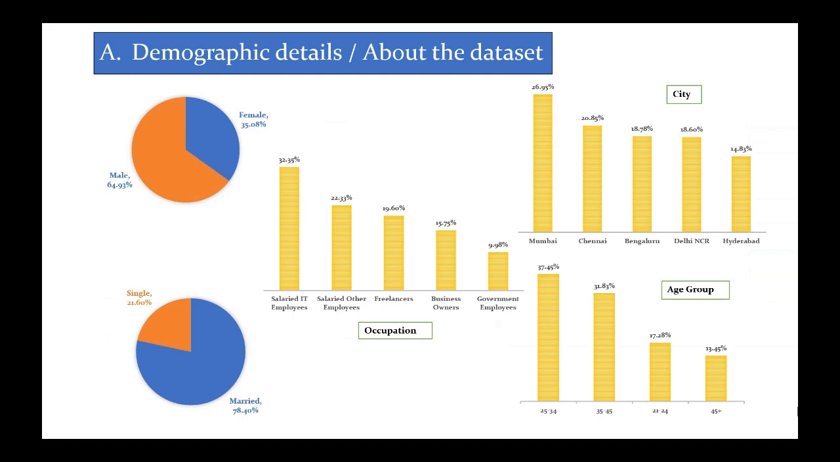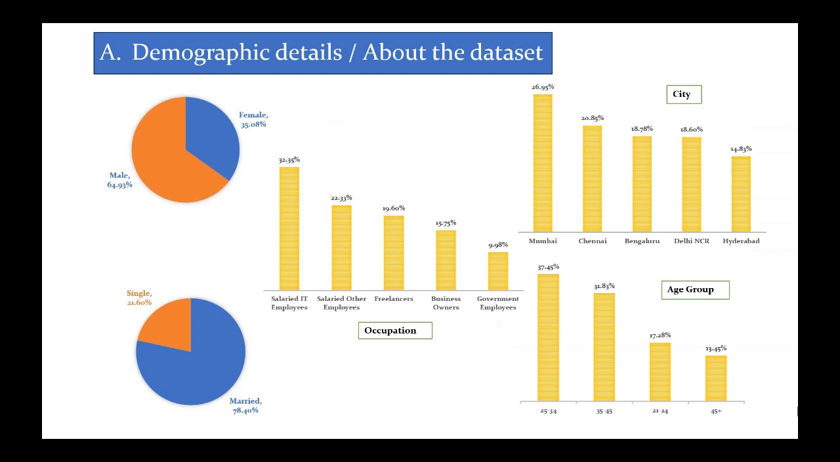Let's talk about the demographic details. Before looking at what insights I have gained, let's see what the dataset tells us. The dataset consists of 4,000 customers, as we know, and in these 4,000 customers, 64% represents the male, as we can see in the pie chart, and 35% represents female. And in the second pie chart, we can see that 78% represents married people and 21% represents single people.